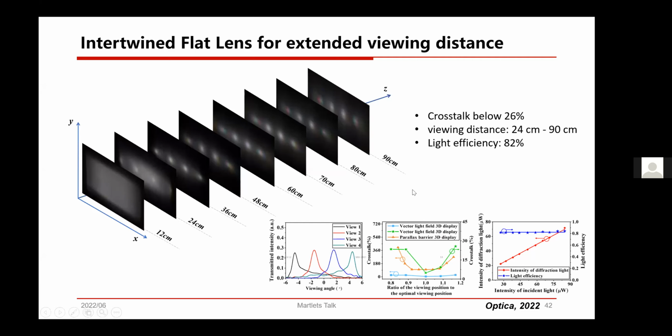The crosstalk is below 28% for viewing distances from 24 centimeters to 90 centimeters. This is the distance at which we feel comfortable viewing a pad. 24 centimeters is the near distance of our eye, and 90 centimeters is the distance of our one arm.